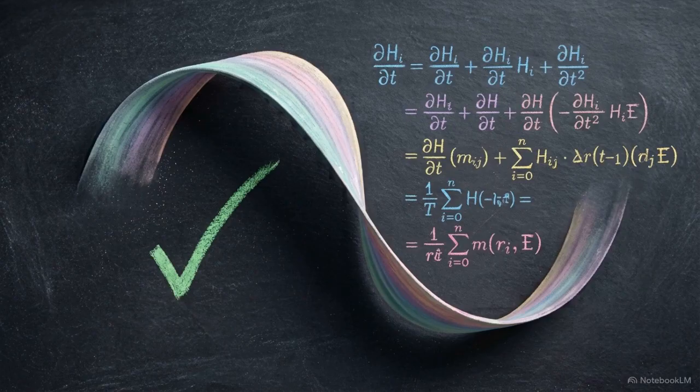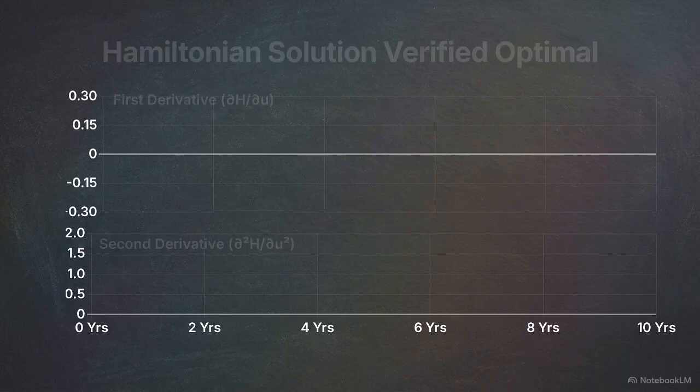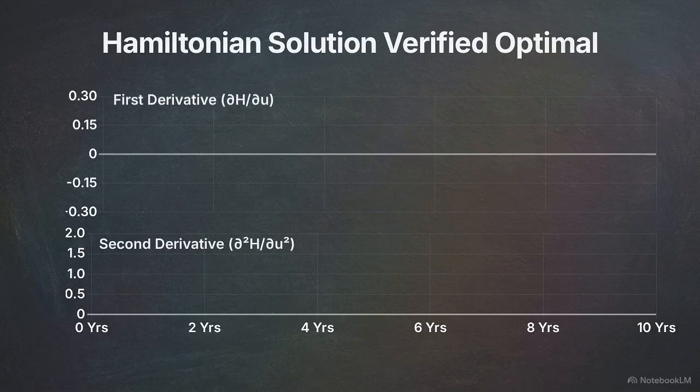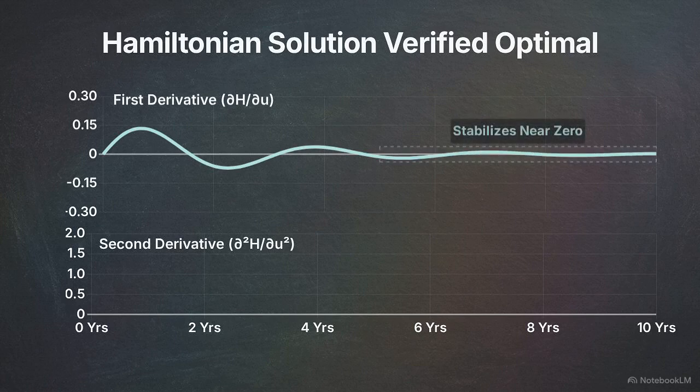But a smooth line is not enough. The system must mathematically prove that this new, refined trajectory remains an optimal solution. We verify this using the Hamiltonian optimality check. These two stacked charts evaluate the first and second derivatives of the solution. The top chart shows the first-order check. It verifies that the gradient of the Hamiltonian with respect to the control variable stabilizes near zero, which is a necessary condition for mathematical optimality.